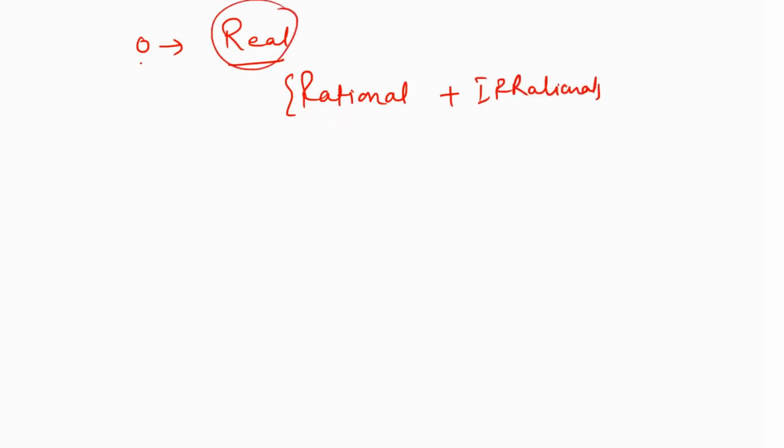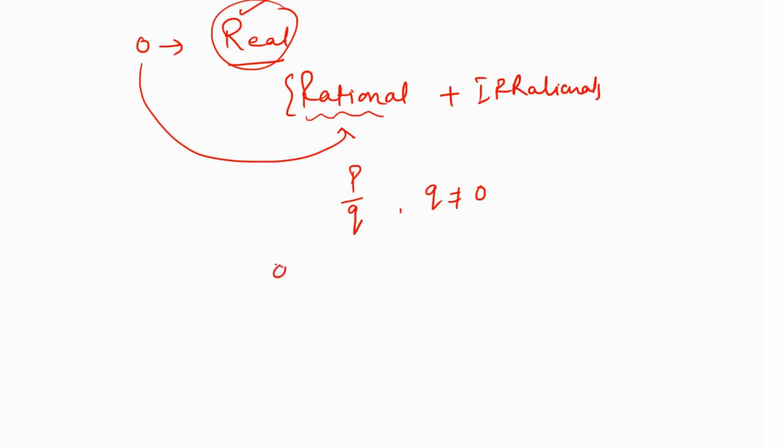And 0 is considered as a rational number. Why? Because what is a rational number? Any number which can be written in the form of P by Q, where Q is not equal to 0, that is called a rational number. If any number is a rational number, automatically it is a part of real numbers. So that's why 0 is a real number.